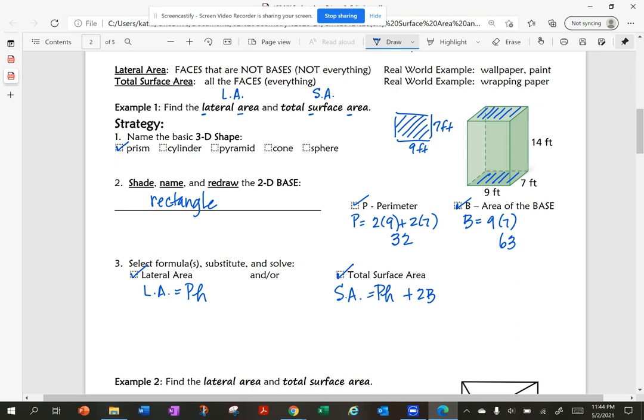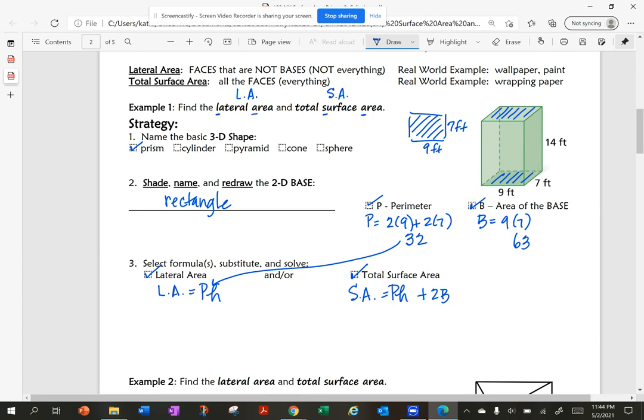Okay, so I'm going to start substituting into my equation here. I just calculated the perimeter, so I'm going to substitute that in here. That's going to be 32. And my height from base to base is 14. So 32 times 14, my lateral area is 448 feet squared.